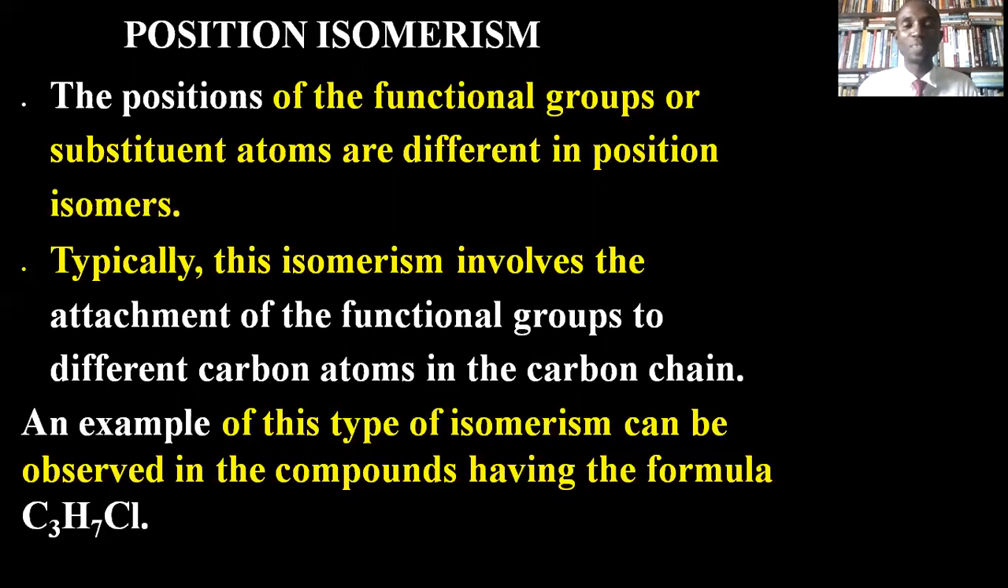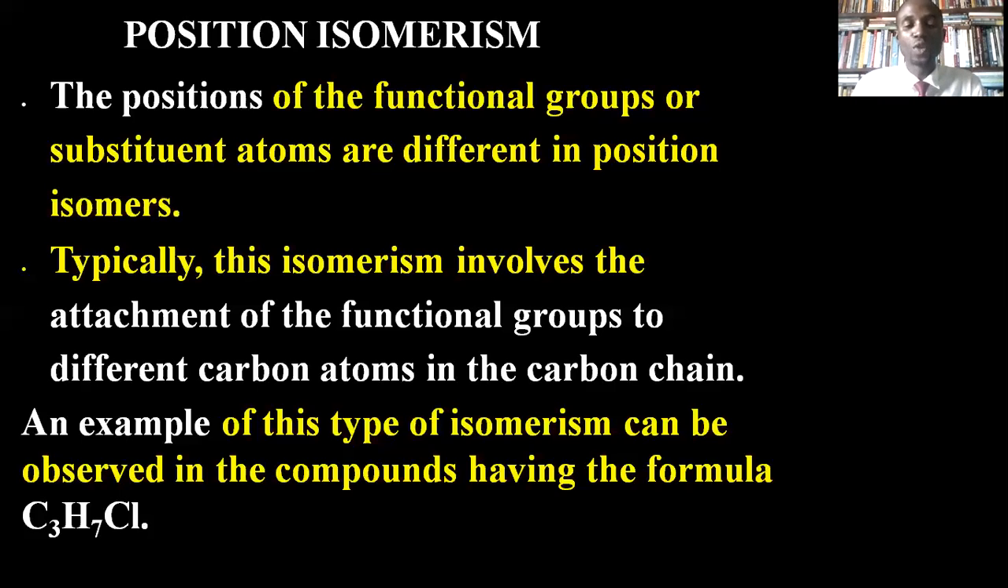Or the substituent, it may be a methyl group, it could be an ethyl group, it could be chloro, it could be anything. So the position where it's being placed, is that 2, 3, or 1? That is what we mean by position isomerism. So this isomerism involves the attachment of the functional group to different carbon atoms in the carbon chain. Just as I said, changing the position from 1 to 2, from 2 maybe to 3, depending on the structure that is being given to it.